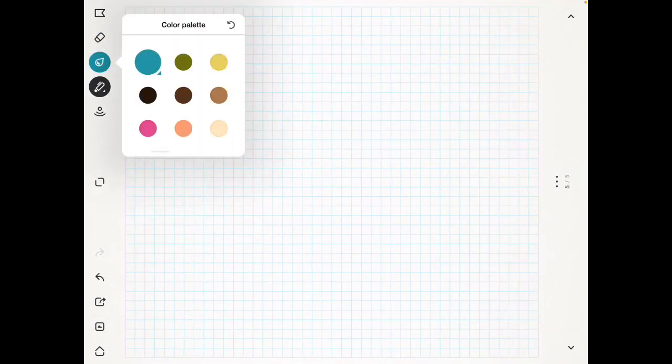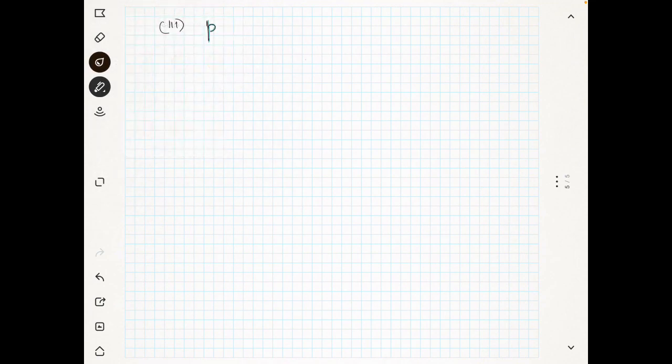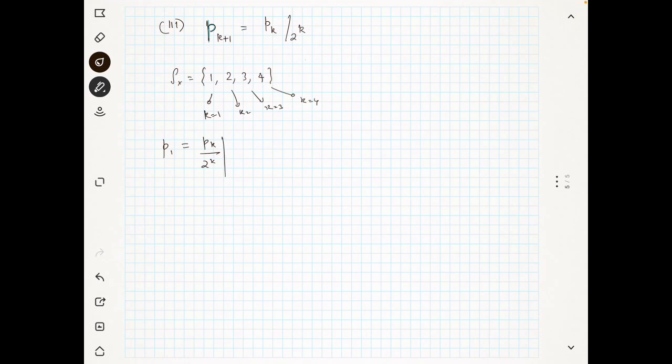Actually in part 3, the PDF has been defined with another formula. P of k plus 1 is equal to P of k divided by 2 power k. Okay, so we have x equal to 1, 2, 3 and 4. Now this is for k equal to 1, and this is k equal to 2, and here k equal to 3, and this is k equal to 4. Now the first one will be p1. Okay, p1 will be equal to pk by 2 power k with k equal to 1. That means it is nothing but p1 by 2.